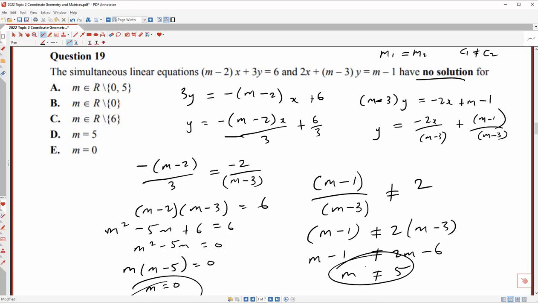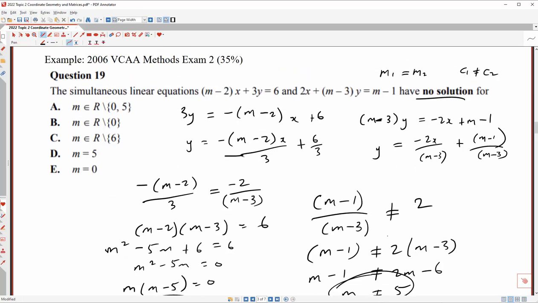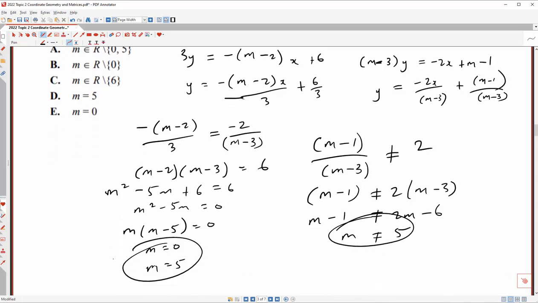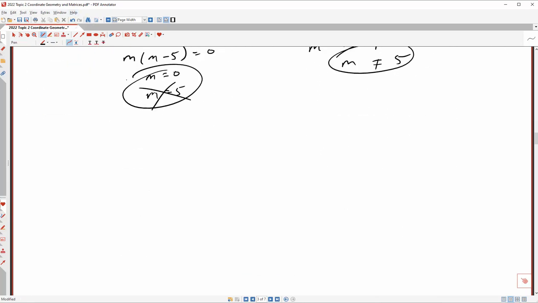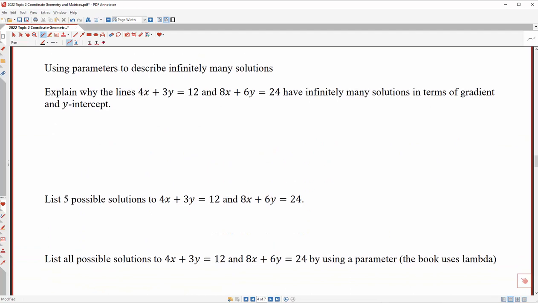So this one here suggests that m can't be equal to 5. And so what that does, that means that although you found that there's these two scenarios here to produce the same gradient, this says, oh, but if you want this exact condition, which is no solutions, m can't be 5. So what that does is that actually voids that solution, meaning that E is our answer.